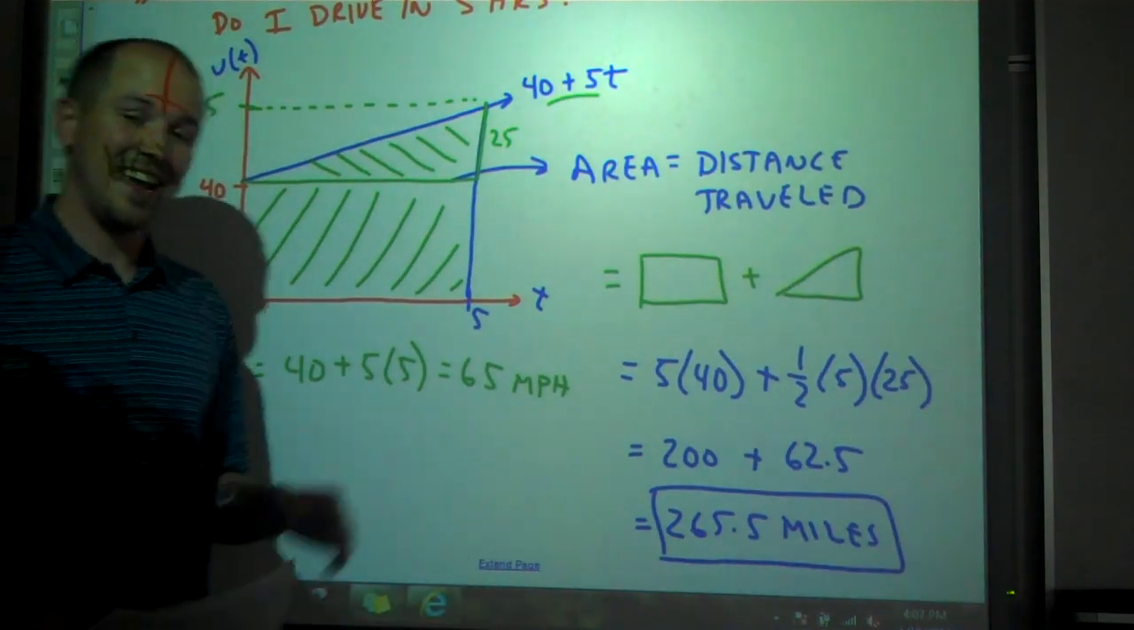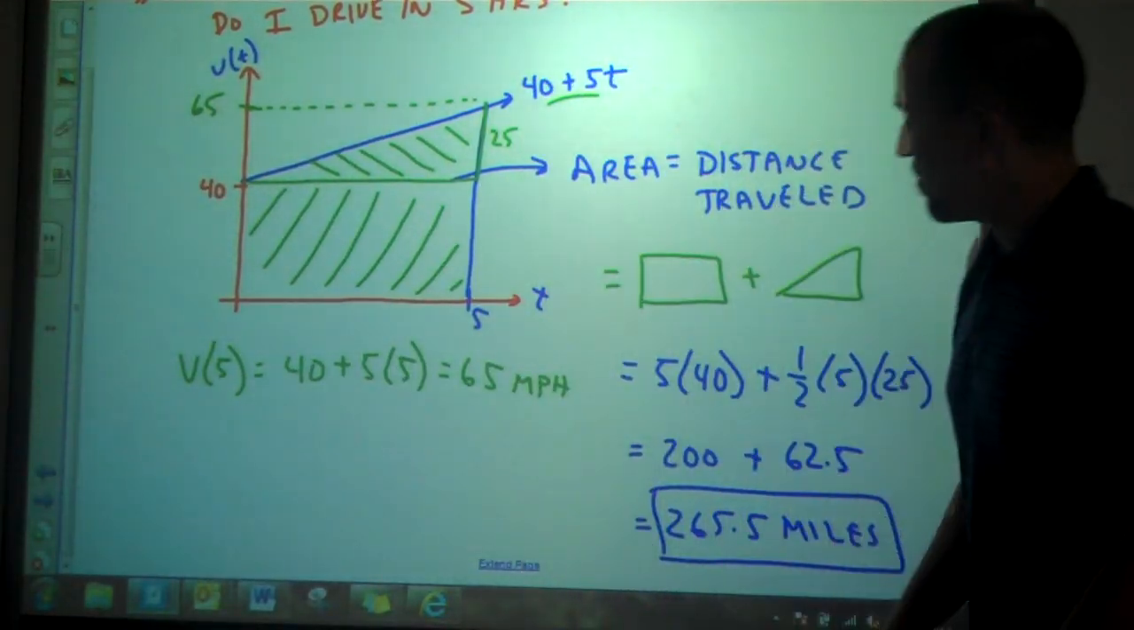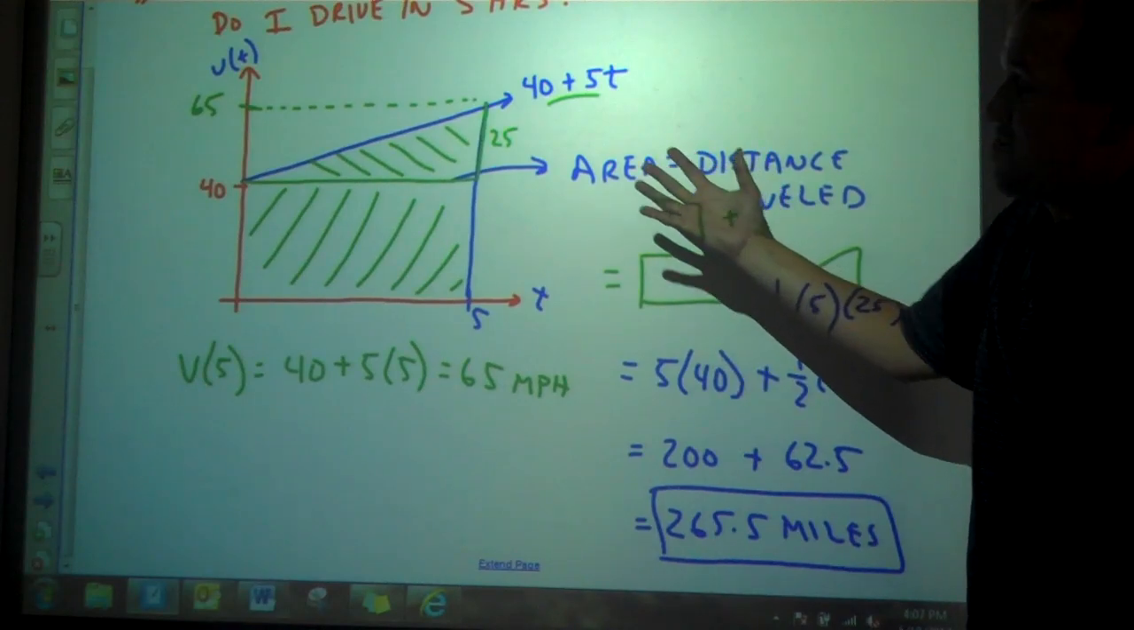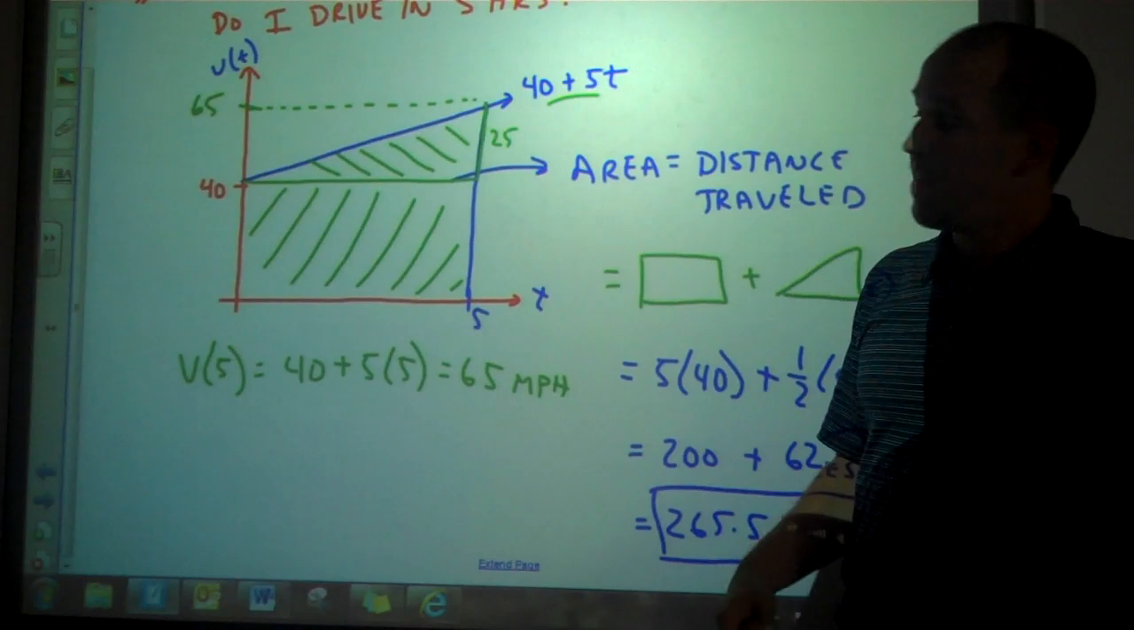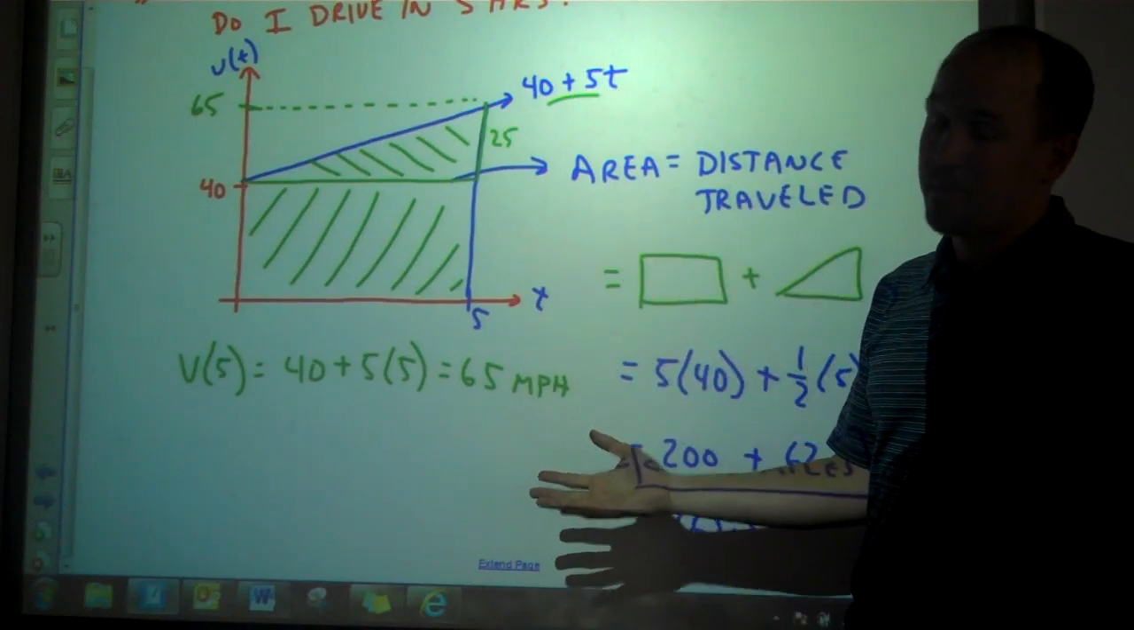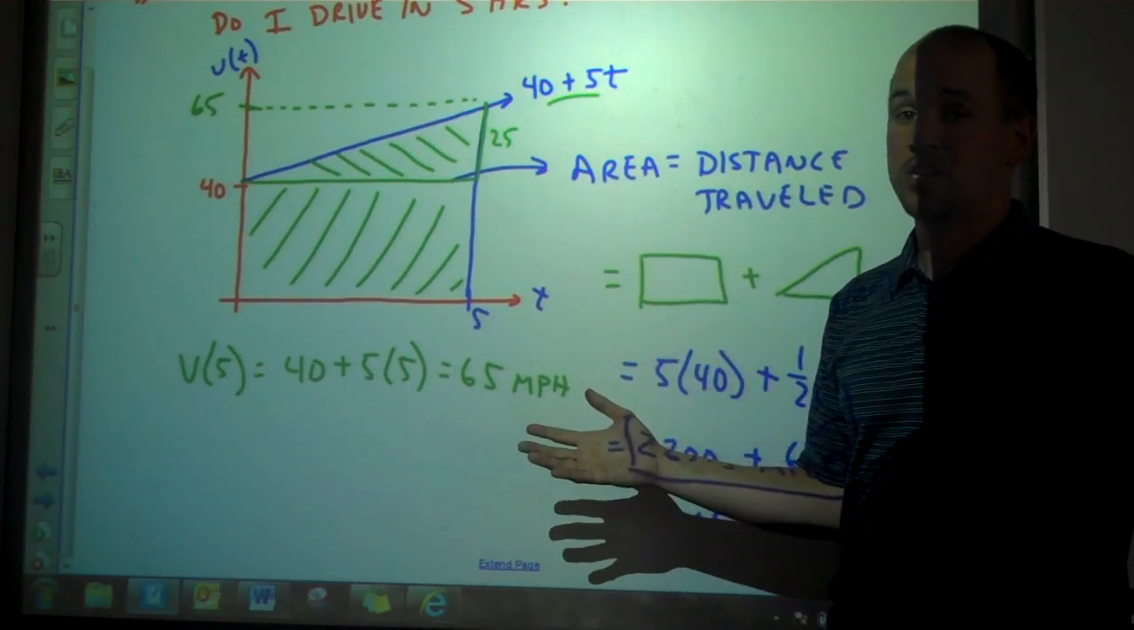That's awesome. I hate to sound like a dork, but we just solved a fairly complicated problem, turned it into this area problem, and it became a very simple problem. This is a simple application of calculus.